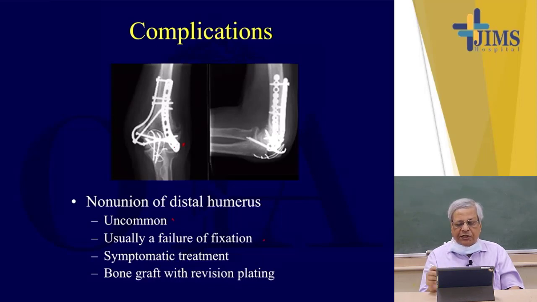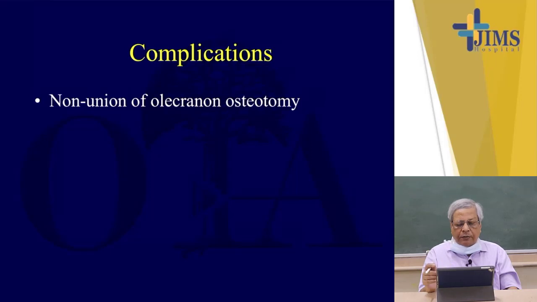Usually it's a failure of fixation. So I said you need a lot of training to know what implants to apply, how many screws are to be there. But if it really ends up in non-union, then it has to be operated again. Remove all the implants, freshen the bone ends, put plates again, and bone graft. Non-union of the olecranon osteotomy itself, if it is not properly done and if it is not fixed well, then that may not unite.